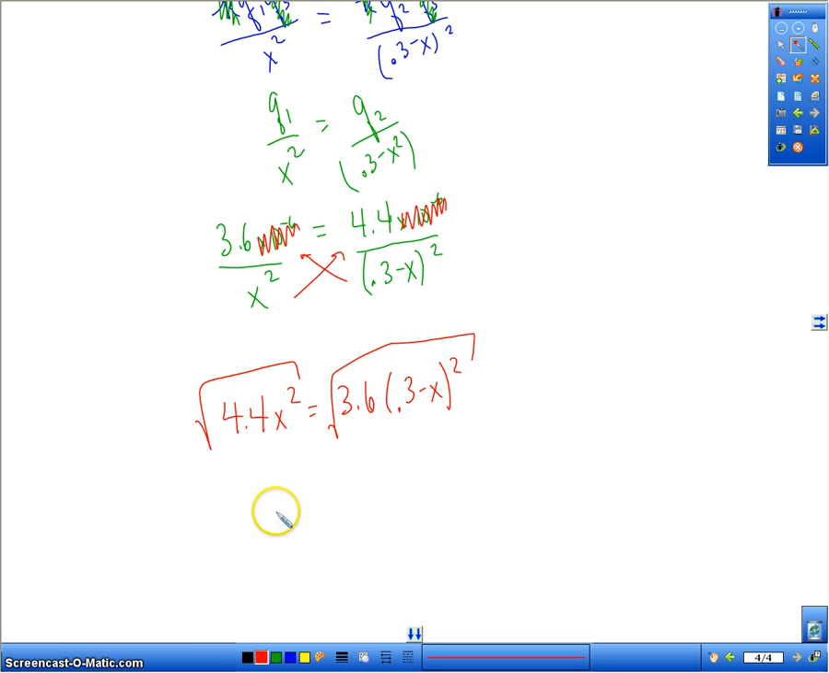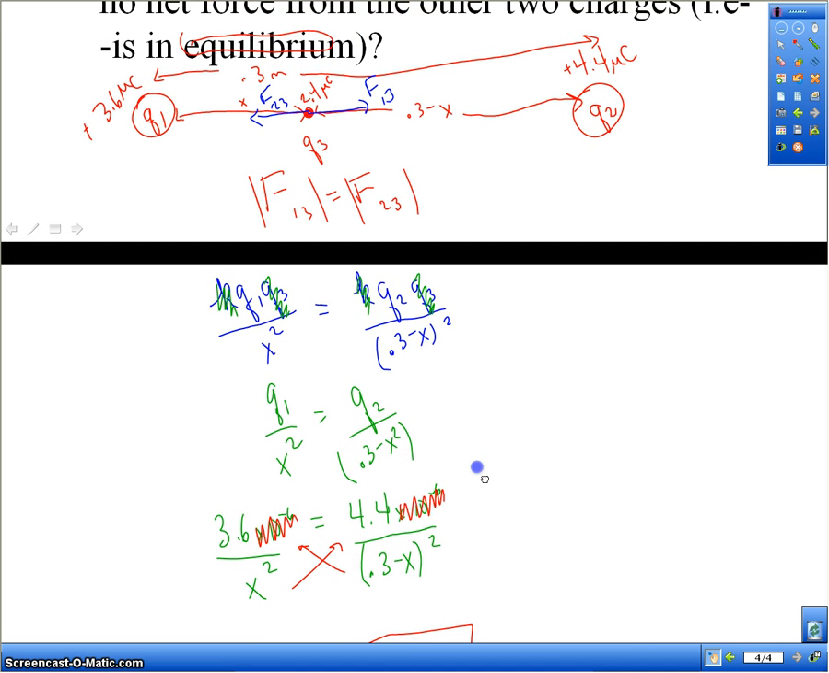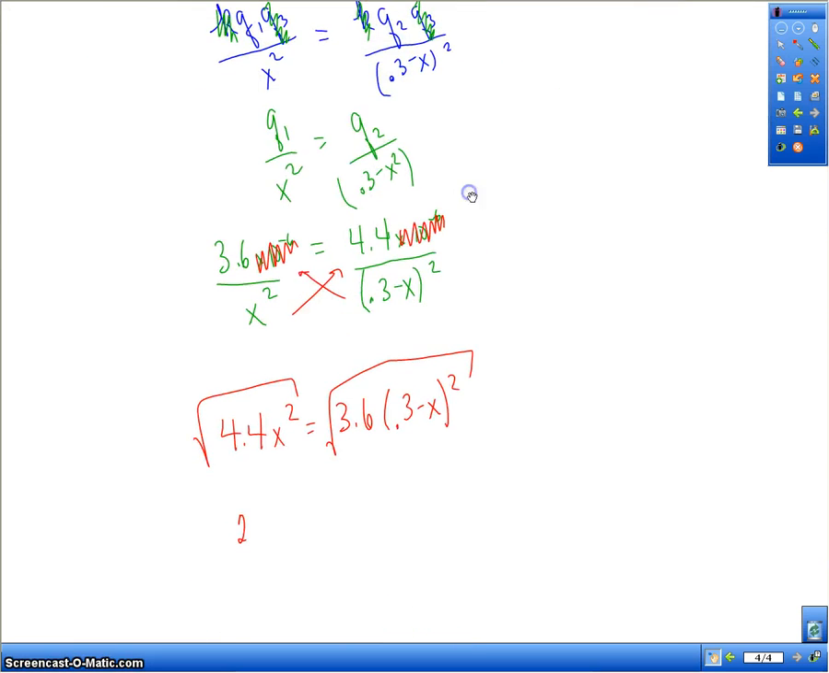Let me see if I have this set up right. Hold on a second, I'm going to scroll up. Let's see. 1 and 3 and 2 and 3. x and 0.3 minus x. Okay. I think I'm okay.